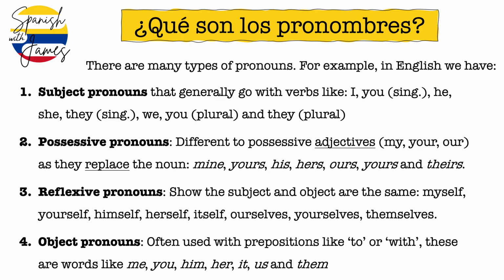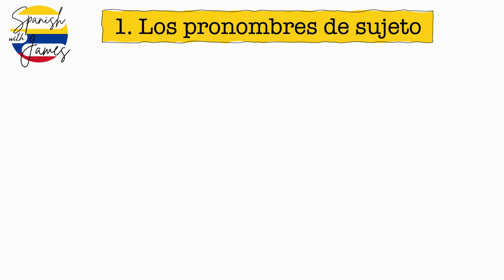And finally, object pronouns, which in English are quite straightforward. Me, you, him, her. Instead of he or she, it's him or her. It, us, and them. So instead of we, it goes to us, different to subject pronouns. So we'll now work through those four categories of pronouns in Spanish, empezando con los pronombres de sujeto, starting with subject pronouns.